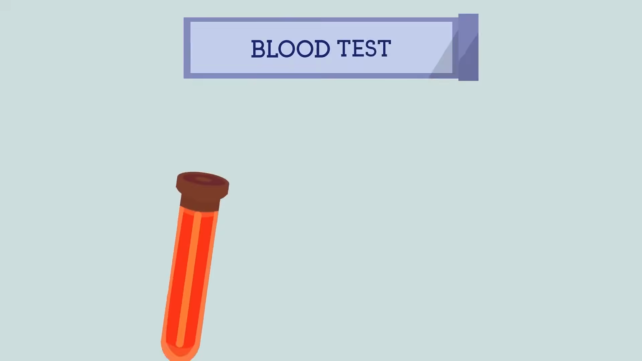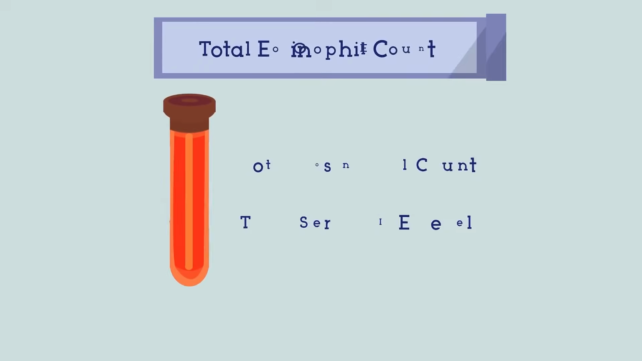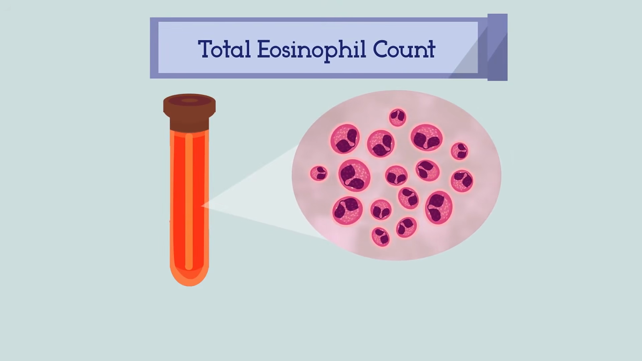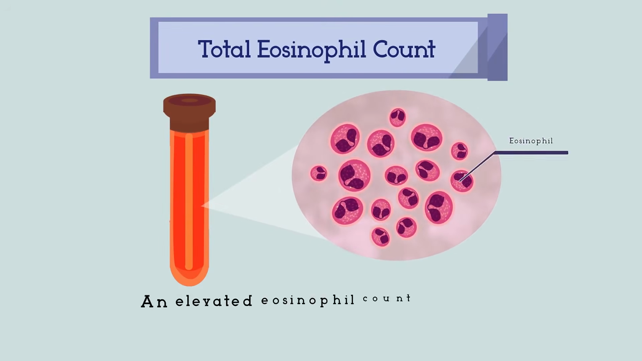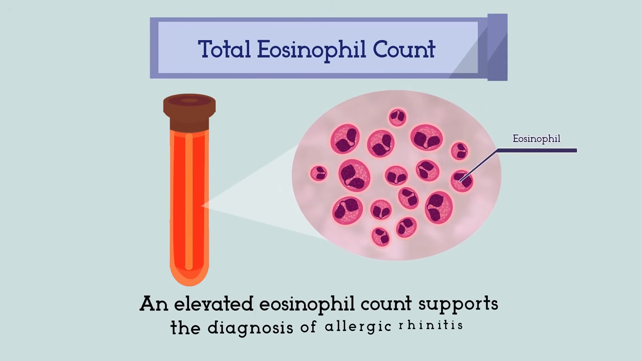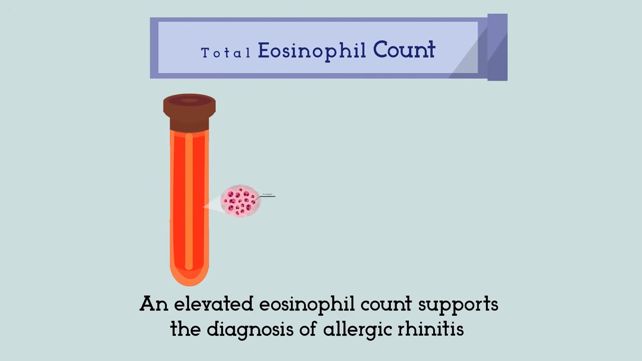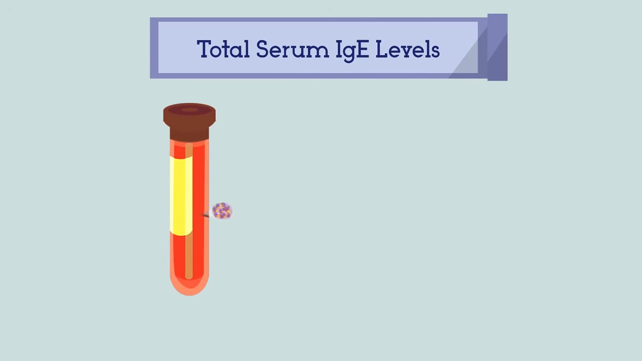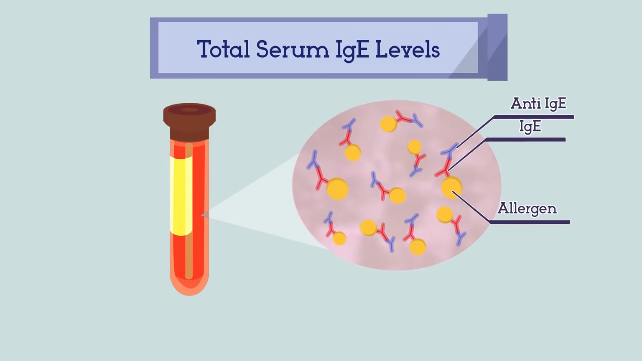3. Blood test. A. Total blood eosinophil count. As with the total serum IgE, an elevated eosinophil count supports the diagnosis of allergic rhinitis. B. Total serum IgE. This is a measurement of the total level of IgE in the blood.